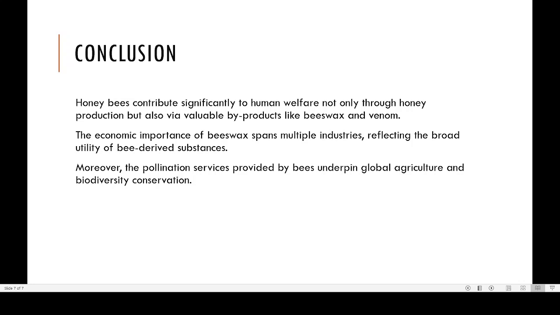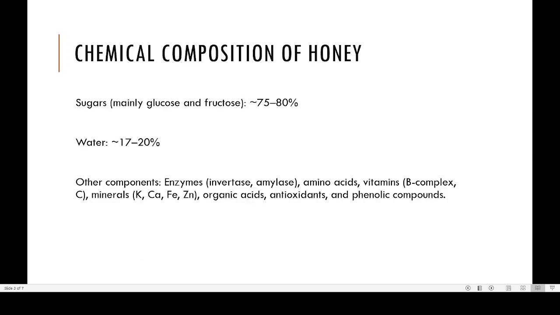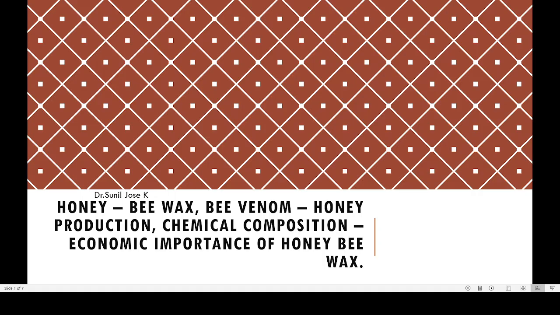So we are mainly focusing on valuable products from the honeybee, that is mainly beeswax, bee venom as well as honey. This is an idea regarding the components that we get from the honeybee: mainly beeswax, bee venom and honey. So with this we stop here.